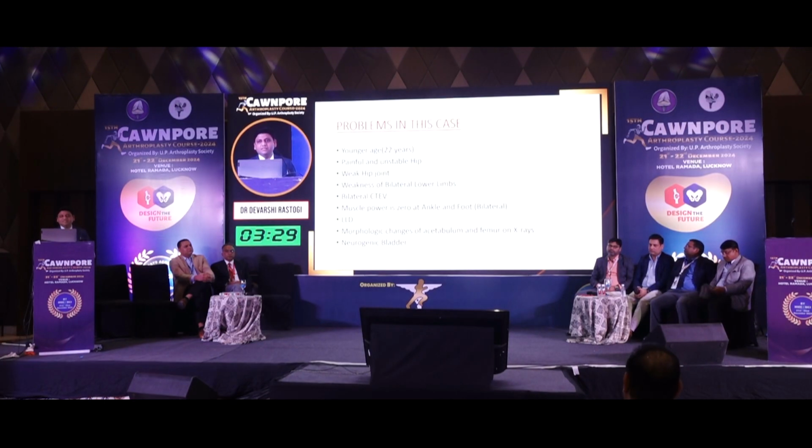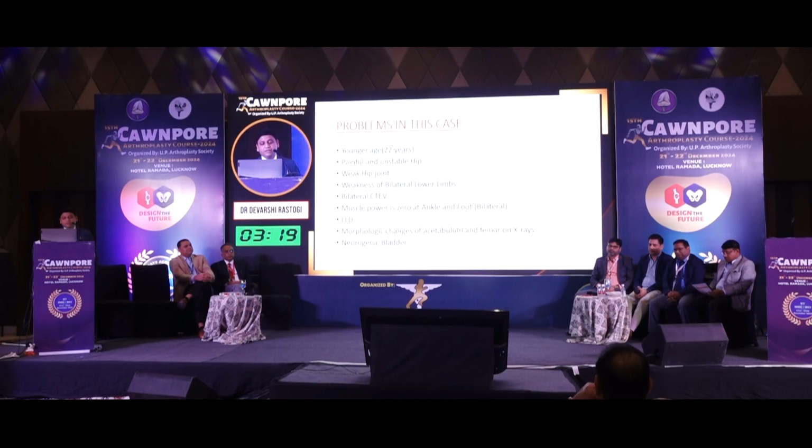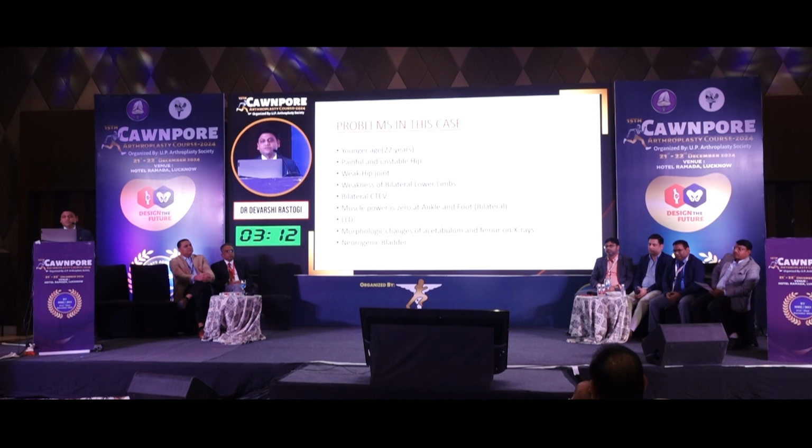So the problems in this case are a younger age group, painful and unstable hip, weak hip joint, weakness of bilateral lower limbs, bilateral CTEV, muscle power 0 at the ankle and foot, leg length discrepancy, morphological changes of the acetabulum and femur on the X-rays, and neurogenic bladder.